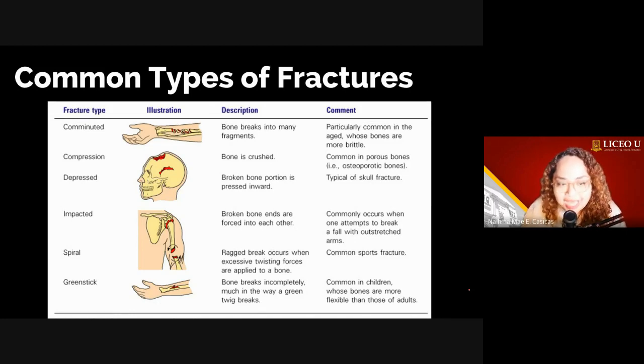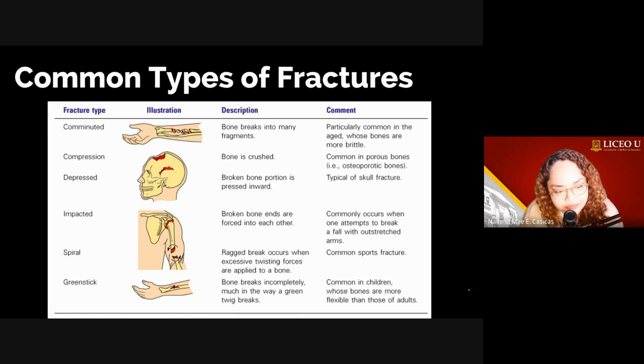And then you have your impacted fracture, where your broken bone ends are forced into each other, now push sila against one another, and your spiral fracture, ouch, sakit kini siya. So there's a ragged break that occurs when excessive twisting forces are applied to the bone. And this is usually found in little children, in cases of child abuse, kanang mo twist ang parent sa arm sa bata sa iyang pag-twist kinabali. This is the sad reality.